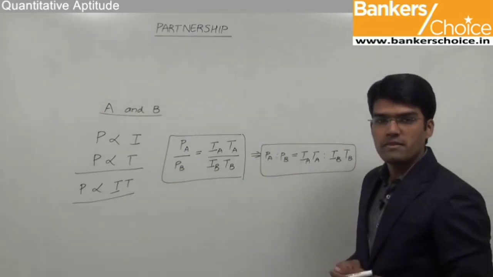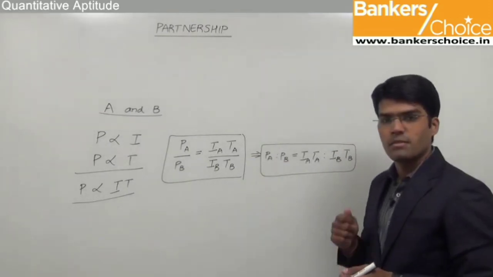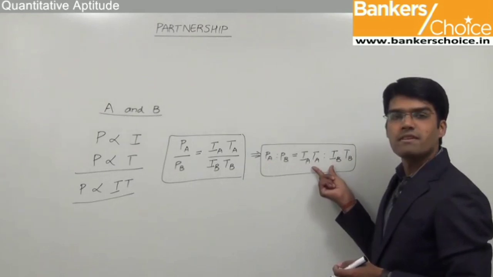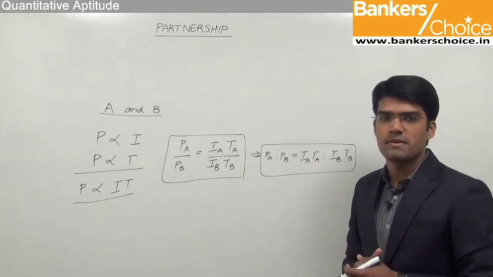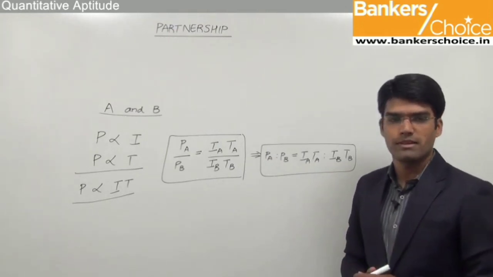So to find out the individual profits of any of these partners, we must first get the ratio with the help of the investments and the time of investments. And once we get the ratio of their profits, the individual profits can be calculated from the given total profit.